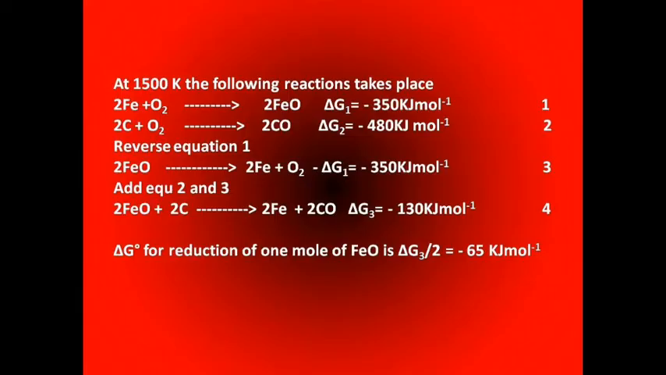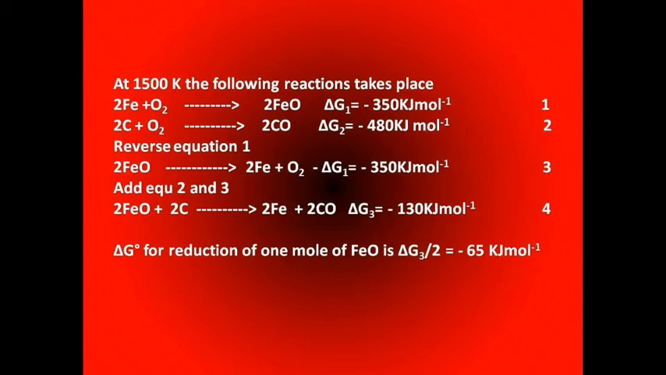At 1500 Kelvin, 2 moles of iron react with oxygen to give 2 moles of iron oxide. For that reaction, the delta G value is minus 350 kilojoule mole minus 1. This is indicated as equation 1. The second equation: 2 moles of carbon plus oxygen gives 2 moles of carbon monoxide. For that, the delta G value is negative 480 kilojoule mole minus 1. This is equation 2.